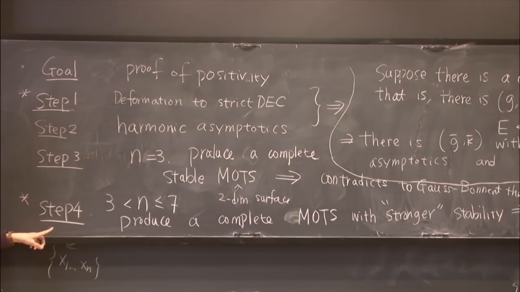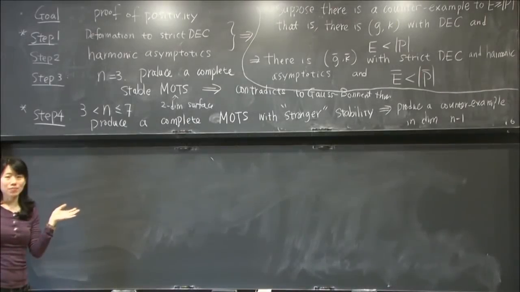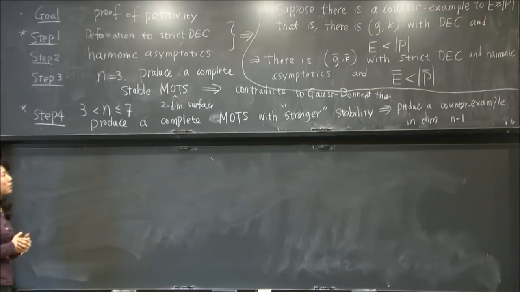Okay, so in the next hour, I will focus on only step 4. MOTS. What's MOTS? Marginally outer trapped surfaces. And also probably the key thing is what the stability is, although in the lack of a variational property.